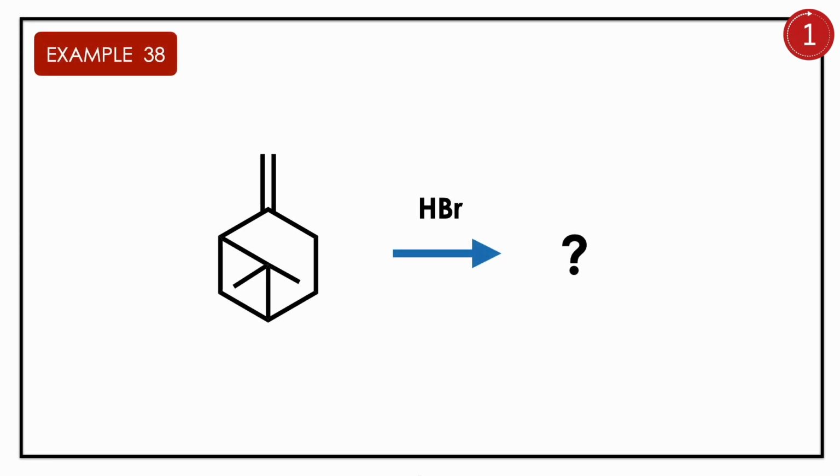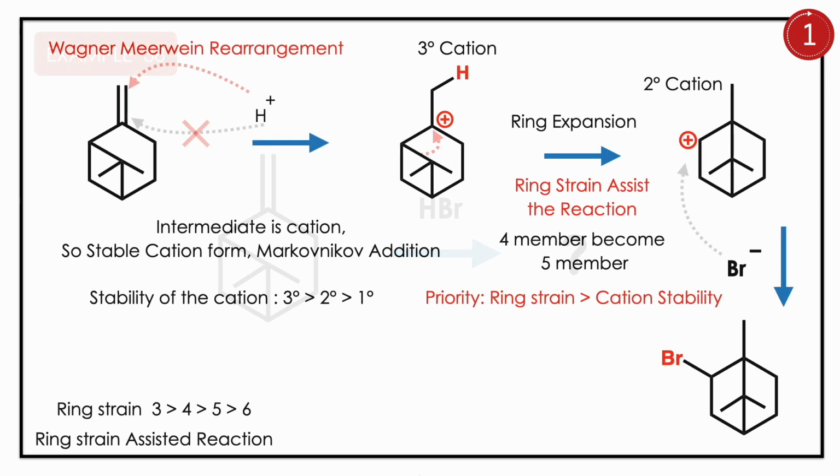Then the next example. You have a cyclohexene system with an exocyclic double bond and a rigid methyl group. It's a kind of pinene architecture. You are reacting with hydrogen bromide. You should find what will be the final product. Here H plus adds to the alkene because it's an electrophilic addition to the alkene. It can add in either way, but the stable cation forms, which is the tertiary cation. You have a cation, but a strained 4-membered system is there, so the strain should be relieved. So the ring opens itself and it becomes 5-membered.